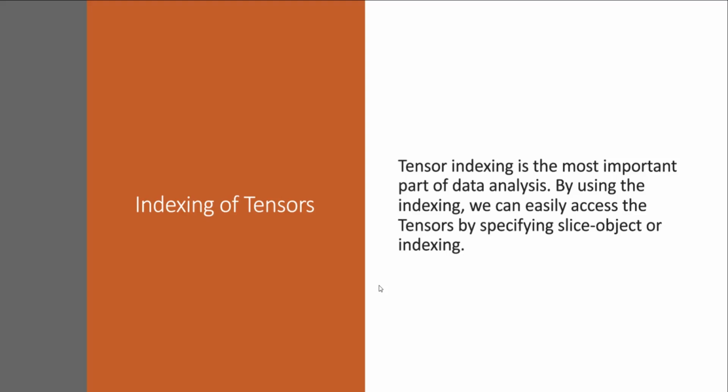Now let us talk about indexing on a one-dimensional tensor by using the square bracket. In the case of a one-dimensional tensor, the index of the first value will be 0, and it increases by 1 for each value. Now we will see an example of how we can access values from a tensor with the help of indexing, and it will return a value.